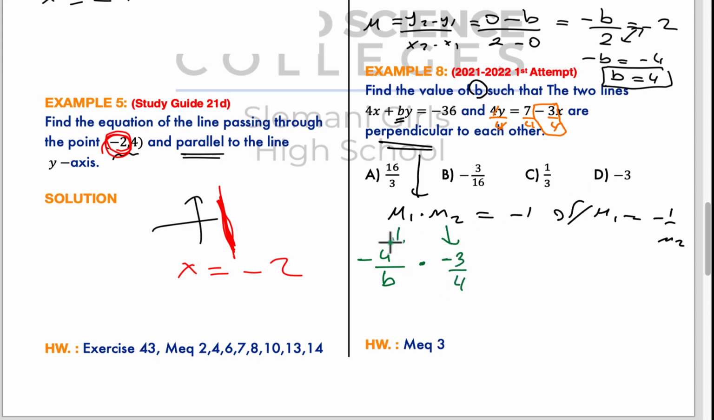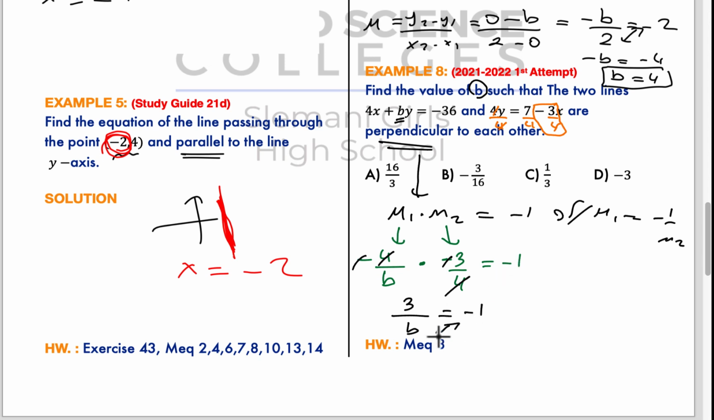So the slope of the first line is negative 4 over b. The slope of the second line is negative 3 over 4. Their product is supposed to be negative 1. So let's multiply them. Negative, negative cancel each other. And 4 divided by 4 is 1. They cancel out. 3 at the top, b at the bottom is equal to negative 1 on the other side.